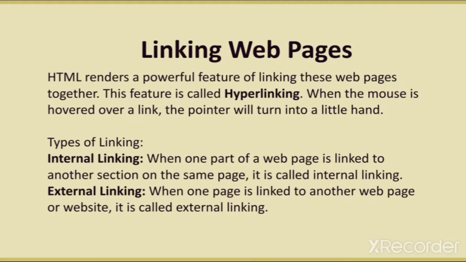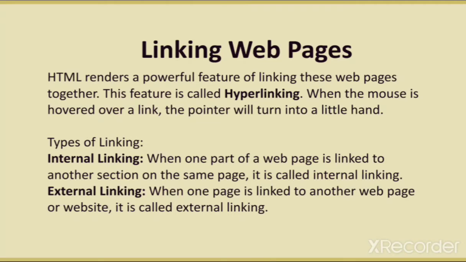So when the mouse is hovered, or when we move the mouse over a link, the pointer will turn into a little hand. So whenever you see any text on the web pages and when you move your mouse over that particular text, if it changes into the shape of a little hand, that means it is a hyperlink. Hyperlink means when you click on it, you will move to another web page or you will move to another section of the same web page.